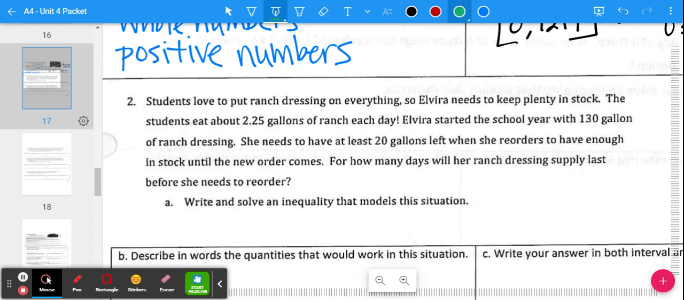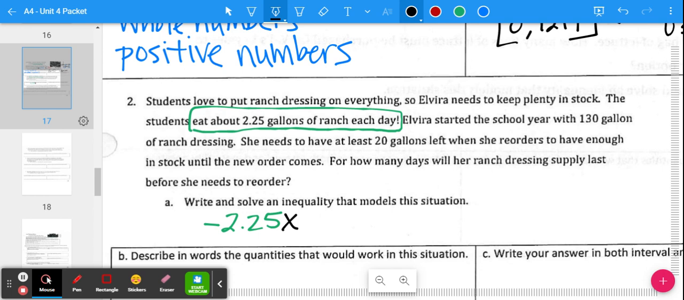So again, we have to look for our rate of change. So the students eat 2.25 gallons per day. So that means it's decreasing by 2.25 gallons. So we have negative 2.25 gallons per day.